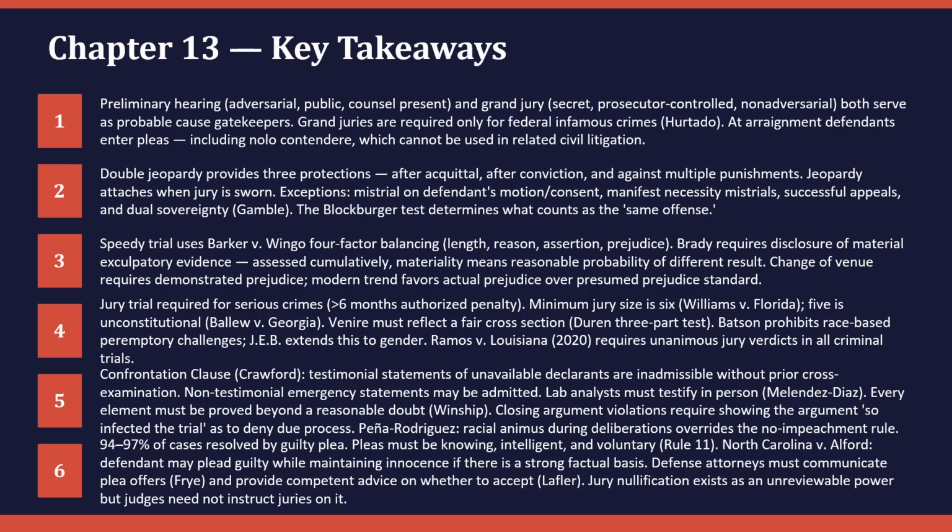Let me bring Chapter 13 together with 6 comprehensive key takeaways. First, the preliminary hearing and grand jury both serve as probable cause gatekeepers, but differ fundamentally. The preliminary hearing is public, adversarial, and legally supervised. The grand jury is secret, non-adversarial, and prosecutor-controlled. Neither is constitutionally required for states, though the federal government requires the grand jury for infamous crimes. At arraignment, defendants enter pleas, including nolo contendere, which, unlike an Alford plea, cannot be used in civil litigation.